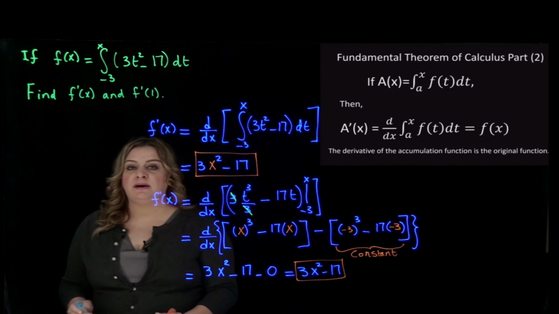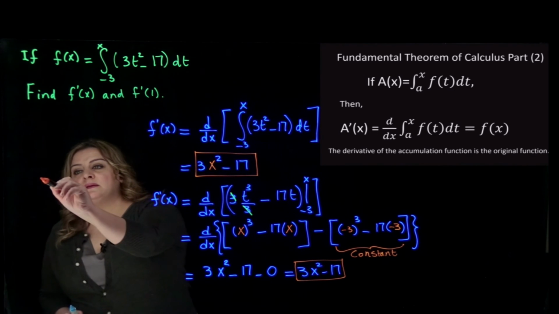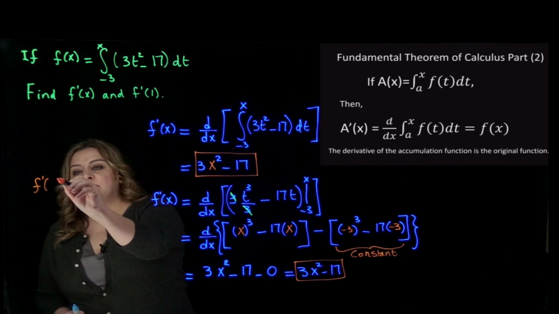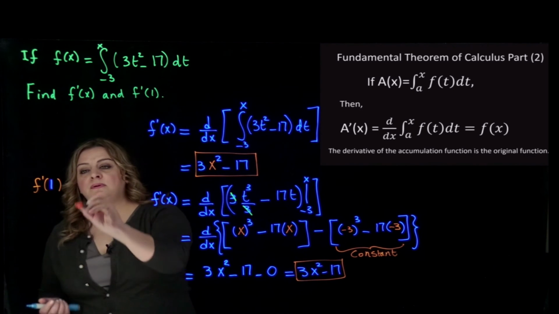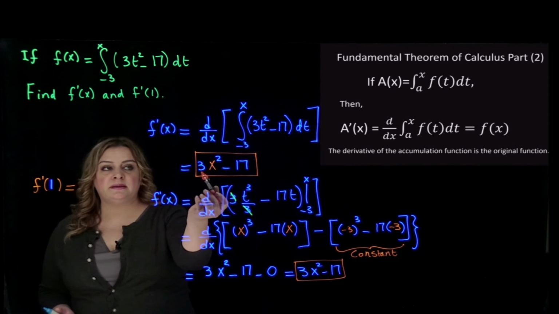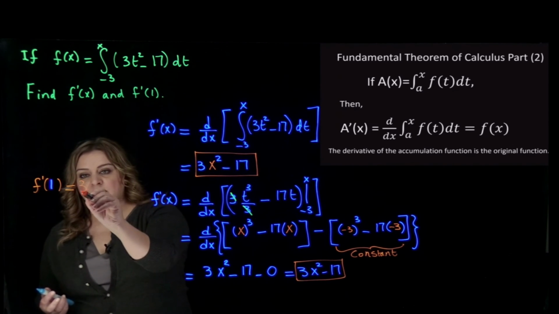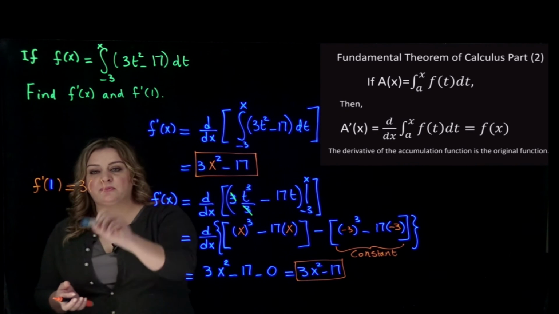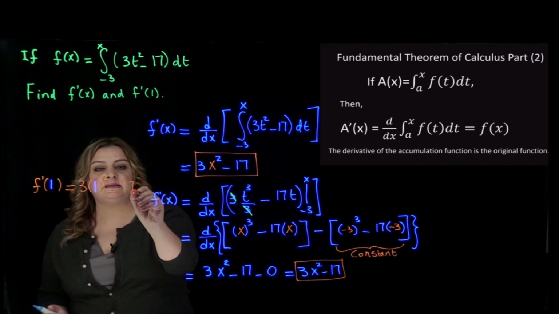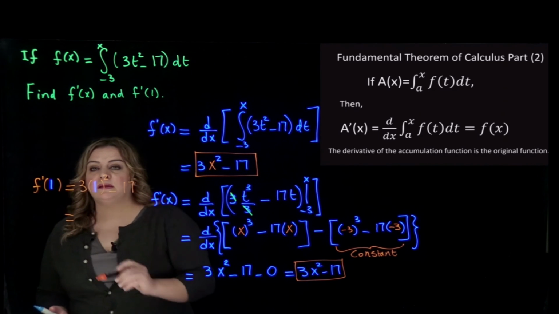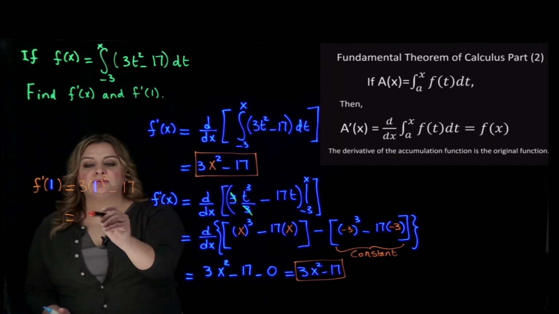Now we want to evaluate little f prime of 1. So little f prime at x equals 1 is equal to this function at x equals 1, 3 times 1 squared minus 17, and this is going to be equal to negative 14.